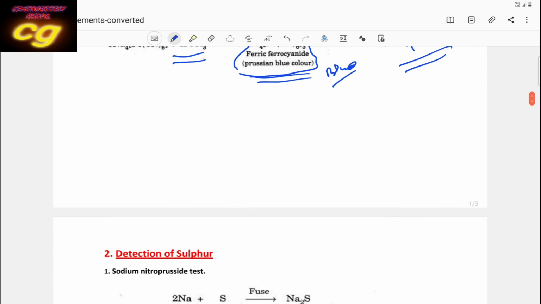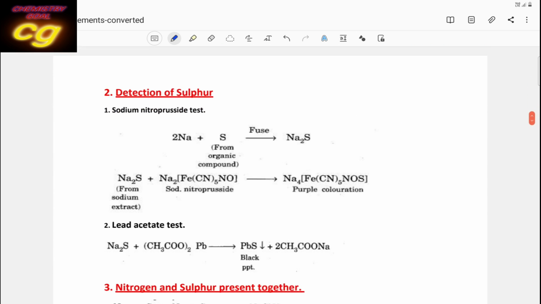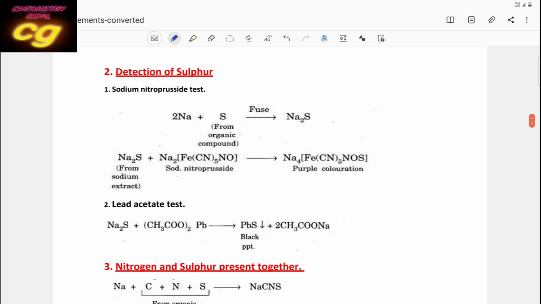Then we will discuss detection of sulfur. Detection of sulfur is similar. The Lassaigne's extract contains sodium sulfide. How? In the fusion mixture of sodium and the sulfur present in the organic compound, sodium is highly reactive towards sulfur, phosphorus, halogens and nitrogen, so sodium sulfide forms during fusion, an ionic, water soluble compound.